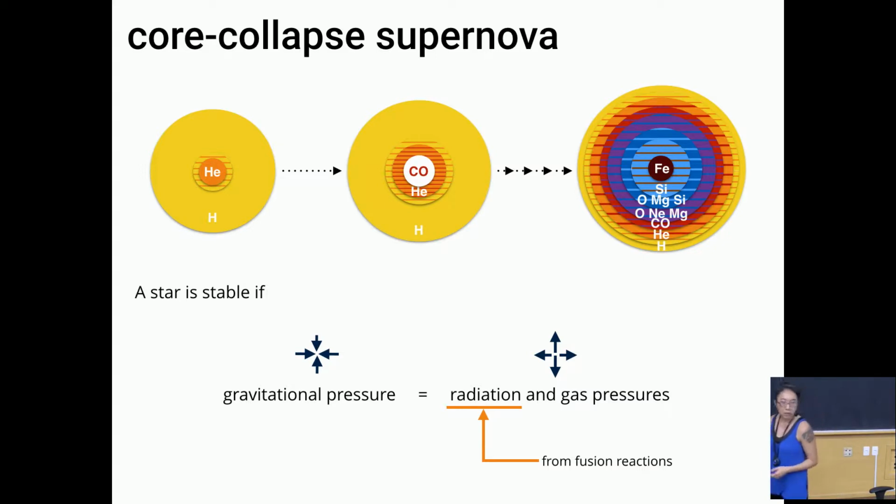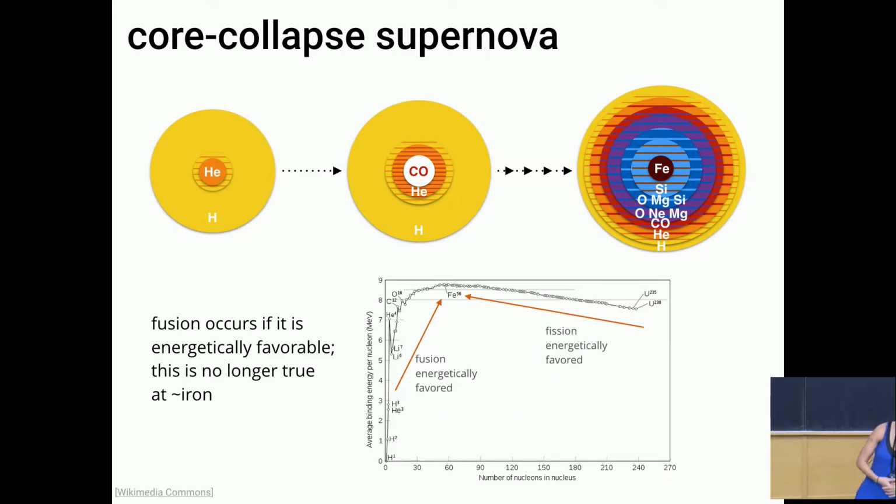In all of these, a star is stable if the inward gravitational pressure is balanced by the outward radiation and gas pressures. These pressures come from fusion reactions. So what is keeping a star from collapsing? It's fusion at the core into heavier and heavier elements. For a while, that fusion is energetically favorable. The problem is, once you hit iron, that's no longer true.